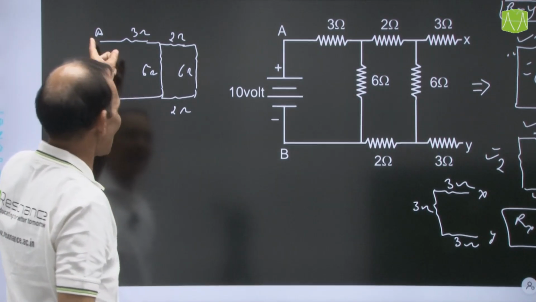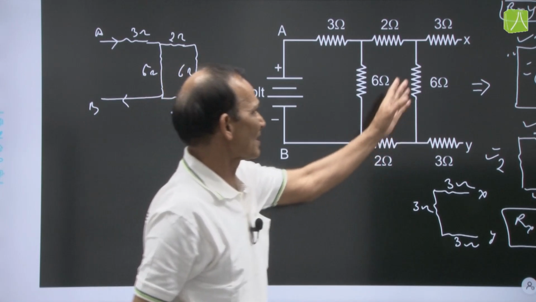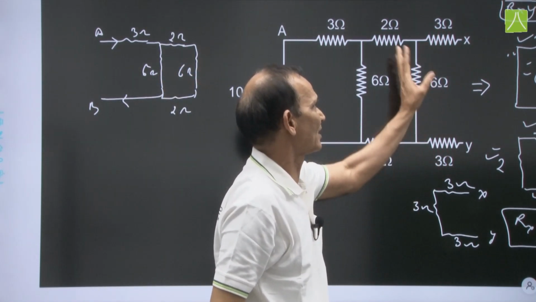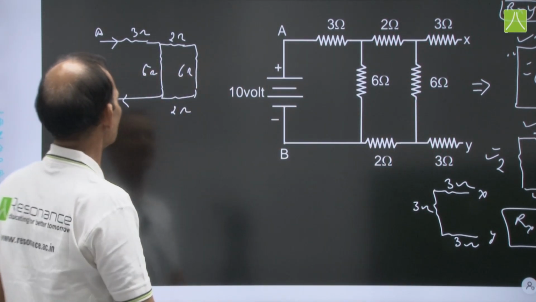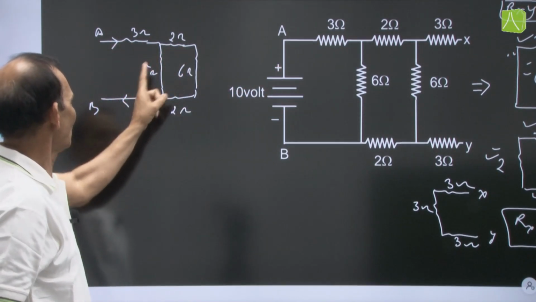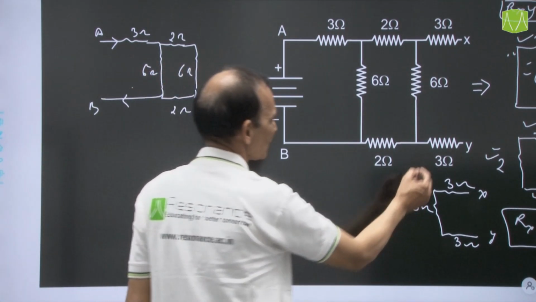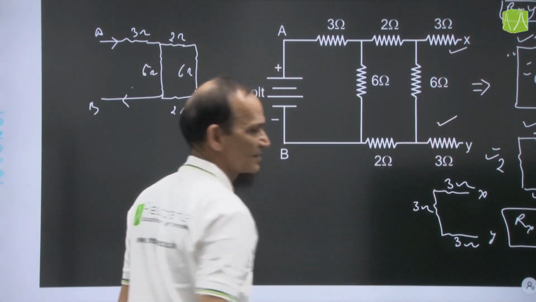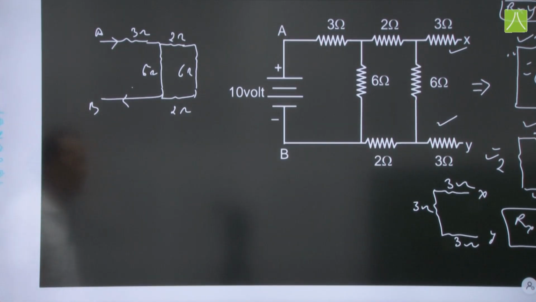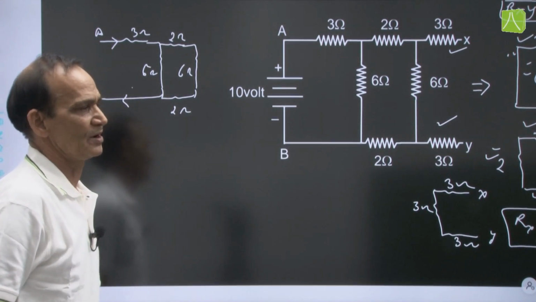Now current A to B means current will start from here. There will be no current through 3 ohm and 3 ohm. We will remove 3 ohm and 3 ohm. It is 6 ohm, it is 3 ohm, 2 ohm, 3 ohm, 2 ohm, 6 and 2. These are the resistances. There will be no effect of these resistances when we are finding the resistance between A and B. जब A B के बीच find कर रहा हूँ तो इसका कोई effect नहीं होगा.